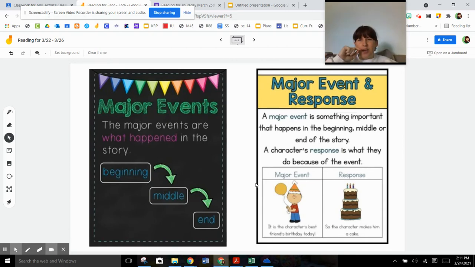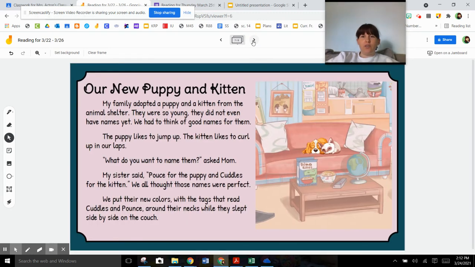And that's kind of what we're going to jump into tomorrow. But the major events are the big things that are happening, which kind of goes along with the plot. So now that you know that we need to be covering the setting, the characters, the plot, and the major event, that's what your job is. Now we're going to read the story again, and I want you to try to see if you can find all of those things.